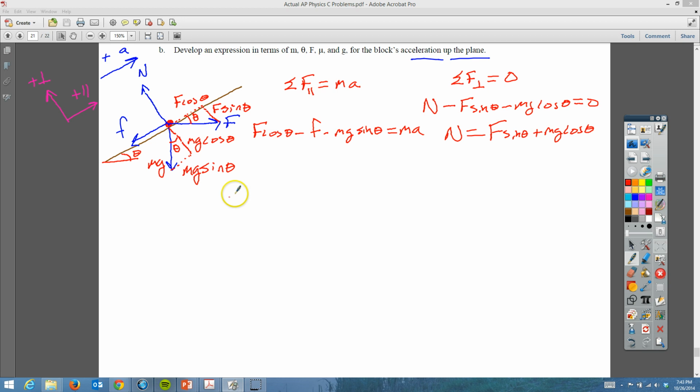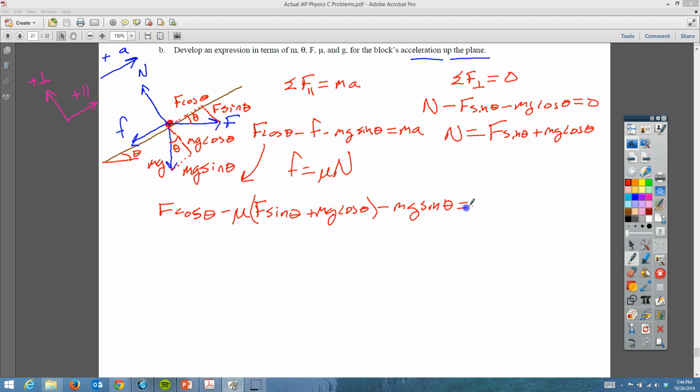So let's go ahead and expand this one a little bit. We're going to just move everything down here. F times the cosine of the angle minus f. Now remember, f is actually equal to mu times N, and we've got N. So let's put mu times F sine of the angle plus mg cosine of the angle. So that takes care of this, minus mg sine of the angle, and that is all equal to ma.